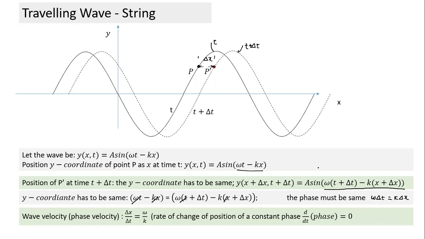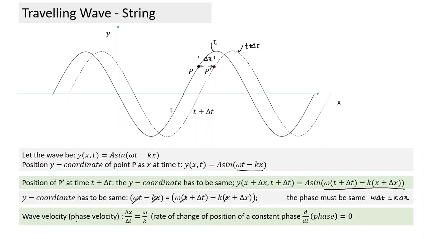What is delta x by delta t? Delta x by delta t indicates the velocity of point P on the wave shape, and it will be the same for any point on the wave. And so delta x by delta t gives nothing but the phase velocity, or velocity of the waveform, which is equal to omega by k.